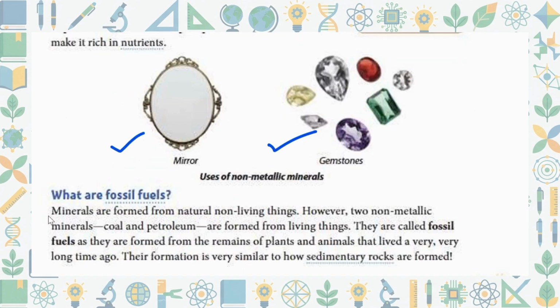What are fossil fuels? Most minerals are formed from non-living things. However, two non-metallic minerals, coal and petroleum, are formed from living things. They are called fossil fuels as they are formed from the remains of plants and animals that lived a very long time ago. The formation is very similar to how sedimentary rocks are formed.